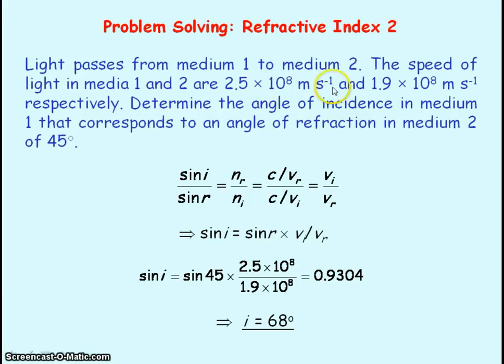And we can see when light slows down, the light is refracted towards the normal so that the angle of refraction is less than the angle of incidence.